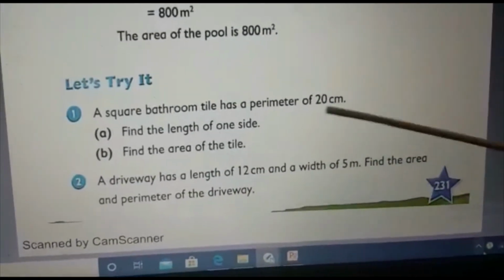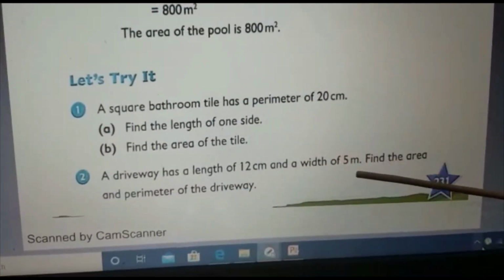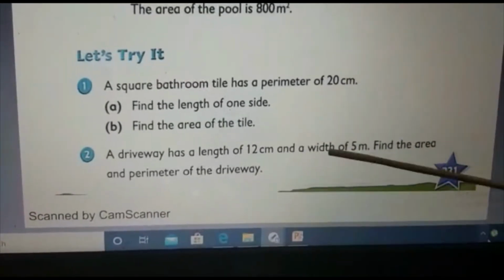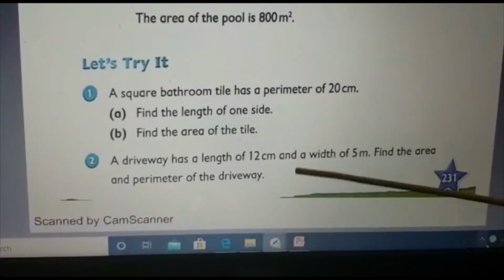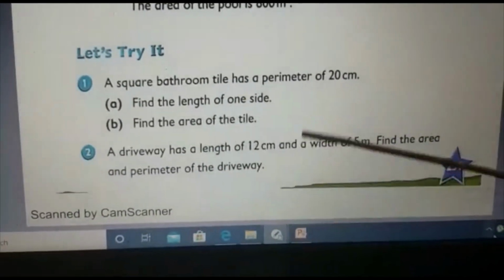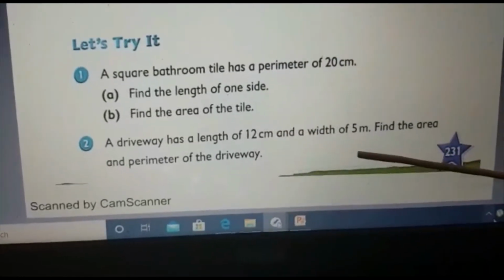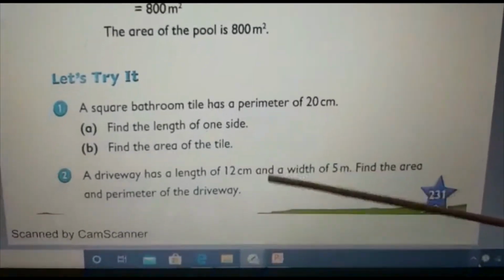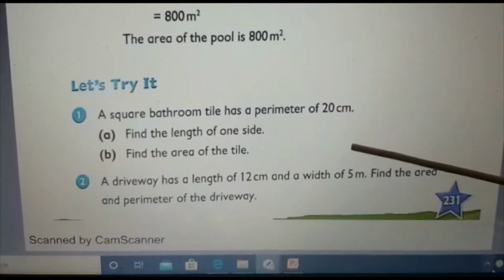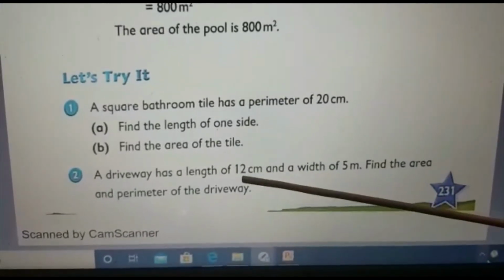See, the length and width are given in different units. This is centimeter and this is meter. Always keep in your mind, we can do the calculations only if the measurements are given in the same units. Either both should be in centimeter or both should be in meter. So the first step is we need to convert either this centimeter to meter, then both become meter, or this meter to centimeter. So here it is 12 centimeter.